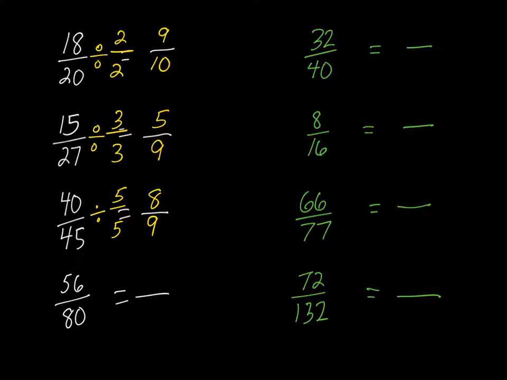56 over 80. Well, let's try this. Because it's even, we could divide it by 2. Half of 56 is 28, and half of 80 is 40, but I kind of have a little bit of a problem. They're still even. I can go further. So what if we divide it by 2 again?